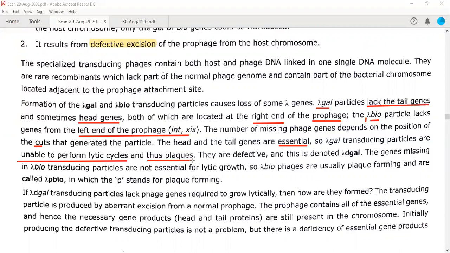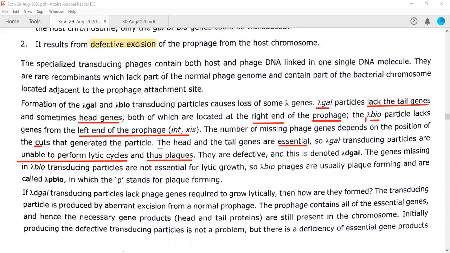Now the question is, when are the plaques formed? Plaques are formed when there is a lytic cycle, because when there is a lytic cycle, the cell will lyse and a clear zone will be formed. This is known as a plaque, which is present over the lawn of bacterial cells, the lawn of bacteria.